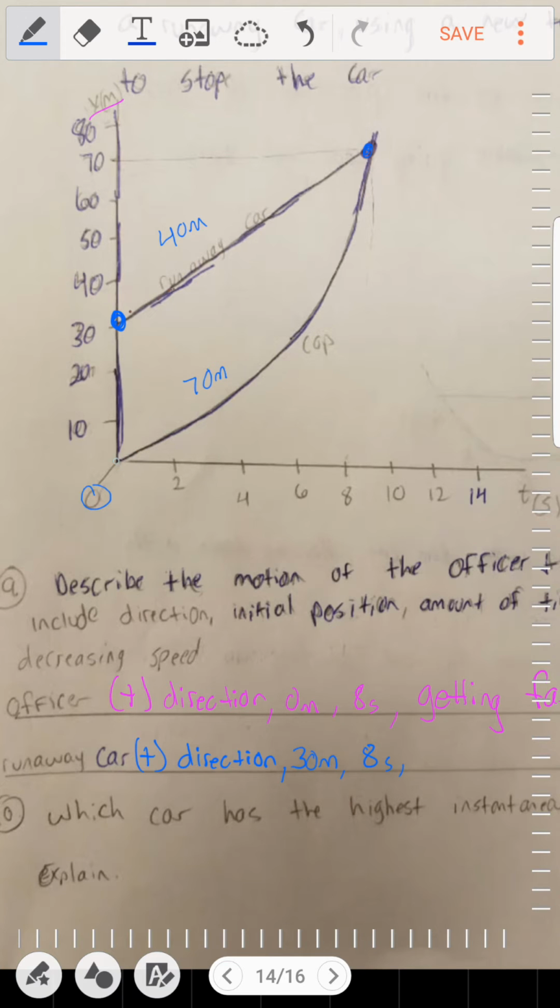Well, this one, obviously, because if we were to make that little line there, you'll see that's a much steeper line than the other one. But that's neither here nor there. Let's get back to the topic at hand. So this one went 70 meters in 8 seconds. This one went 40 meters in 8 seconds.